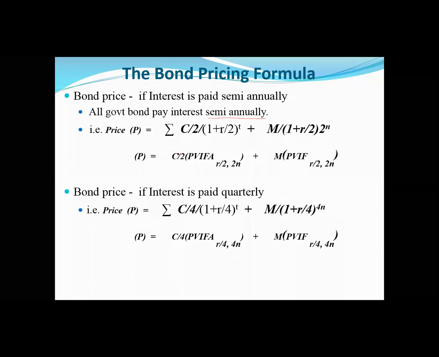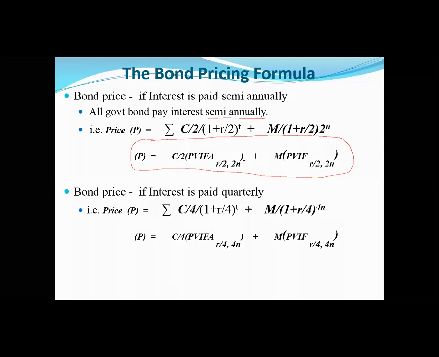Only difference is, here I have to divide C by 2. Present value interest factor annuity will remain as it is. I'm referring only to this particular formula. Please make a note, because this formula is comparatively easy for everyone to understand. So it is C divided by 2, because interest is paid 2 times in a year. Present value interest factor annuity will remain as it is. My overall required rate of return, I have to divide it by 2, because interest is paid 2 times in a year. So my required rate of return, I have to divide it by that particular time frame.